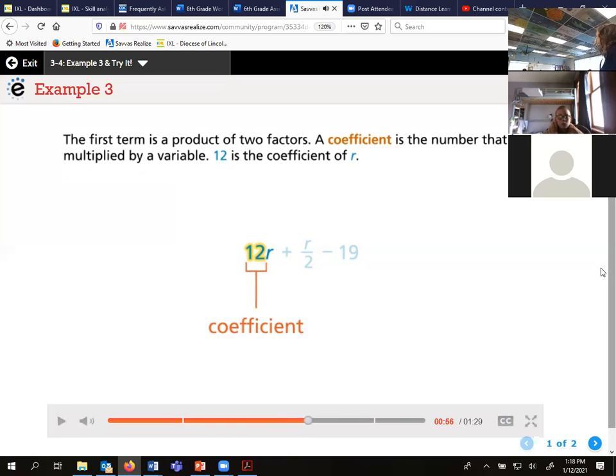Okay, so like I said yesterday, they're getting rid of the times sign, like that x. It looks too much like the letter x. So if it involves a variable, they're just going to butt them right up next to each other. So that number in front, it's still a number, it's still 12, that doesn't change, but we name it a coefficient. It's got a special name while it's in front of the r. Okay, the r is a variable, the 12 is a coefficient.